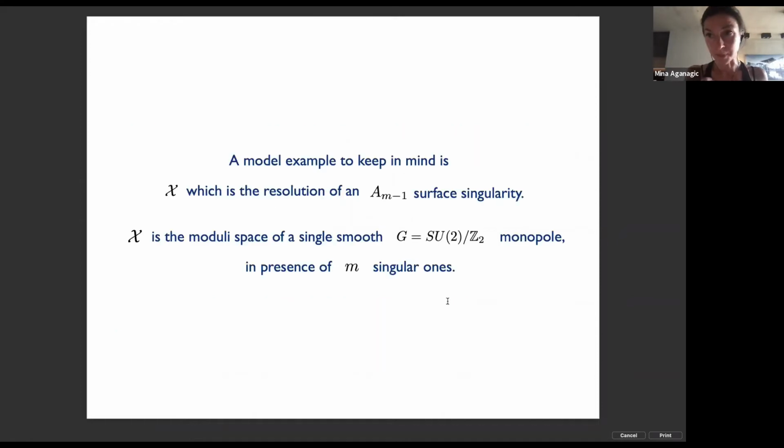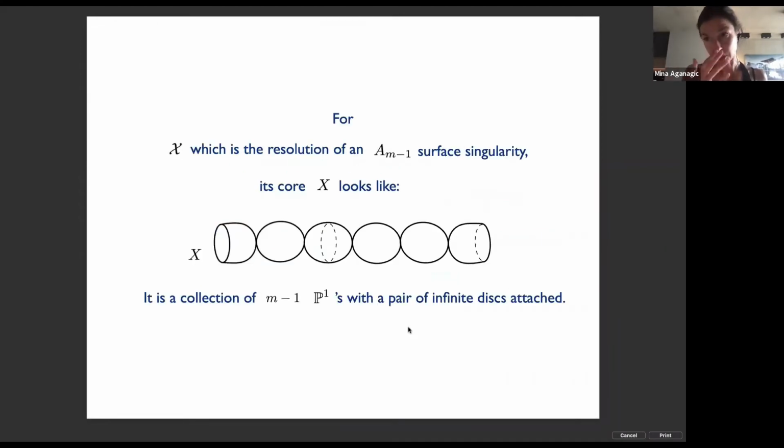A model example to keep in mind is the big X, which is the resolution of an A_{M-1} surface singularity. That big X is the moduli space of a single smooth SO(3) monopole in the presence of M singular ones. For that X, which is familiar from other contexts, not just as a moduli space of monopoles, its core looks like a collection of M-1 P1s with a pair of infinite disks attached.